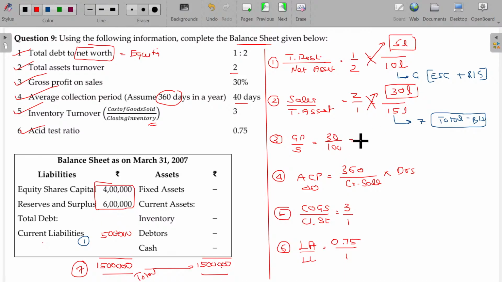And sales being 30 lakhs, GP should be 9 lakhs. This sales we got from working note number 2. And cost of goods sold: sales minus GP is the cost of goods sold. Sales 30 lakhs, GP 9 lakhs, 21 lakhs is the cost of goods sold, working note number 8.